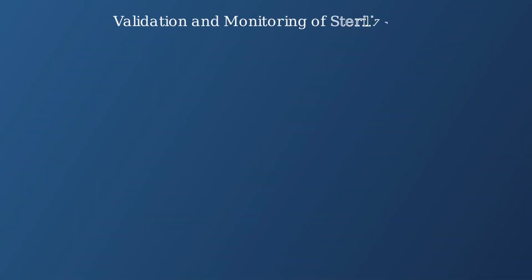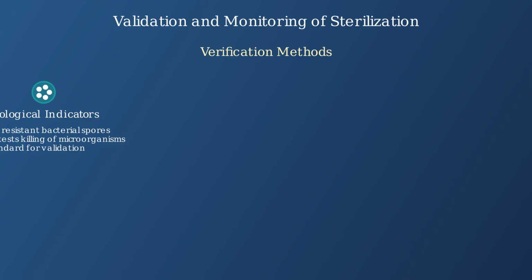Validation and monitoring are critical final steps in any sterilization process. Without proper verification, we cannot ensure that sterilization was successful. There are three primary verification methods for sterilization. Biological indicators contain resistant bacterial spores and are the gold standard for validation.